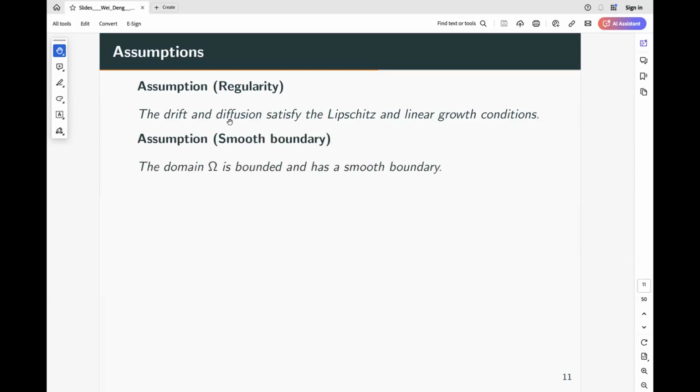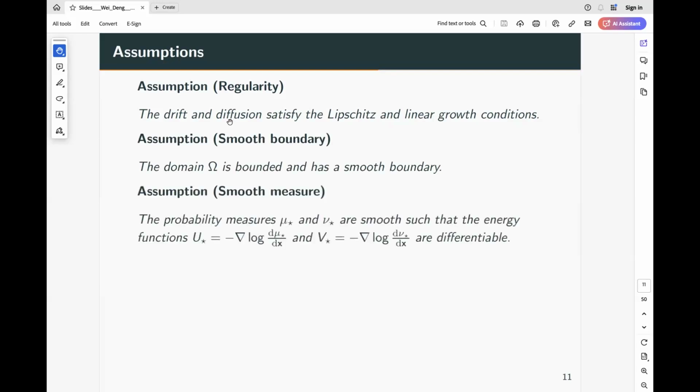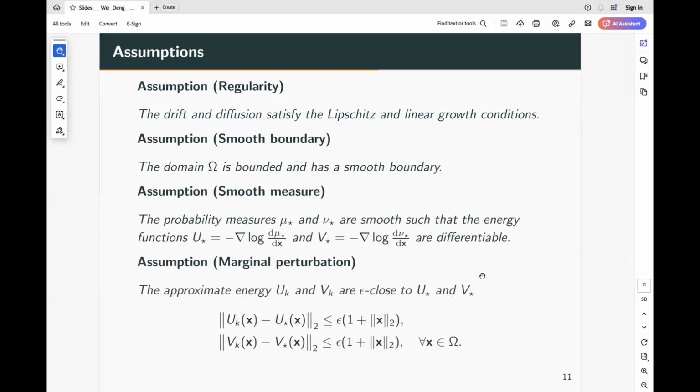The second assumption would be on the domain. We assume the domain is bounded and has a smooth boundary. So in that case, we can have a proper normal vector for each particle around the boundary, and we can compute the reflection. The third assumption is about the smooth measure. We want the energy function to be differentiable.